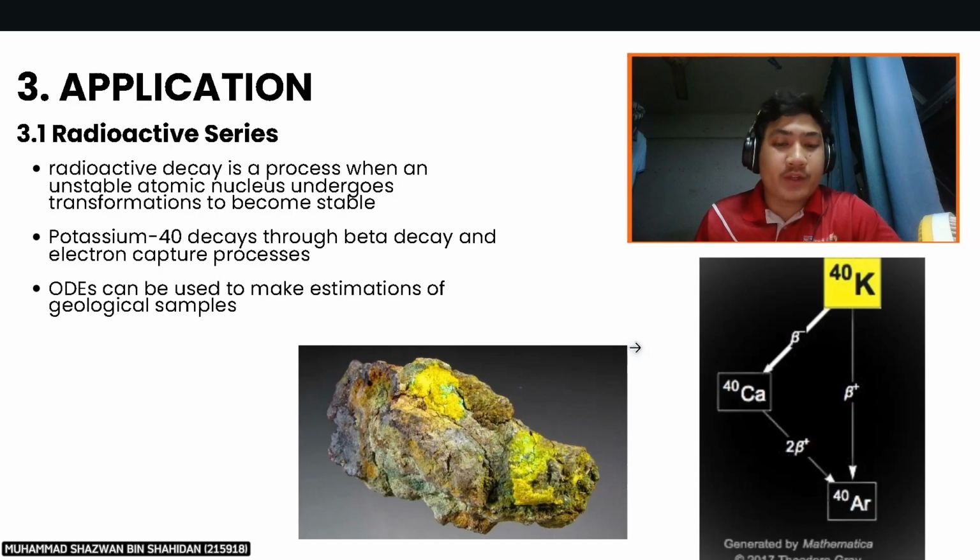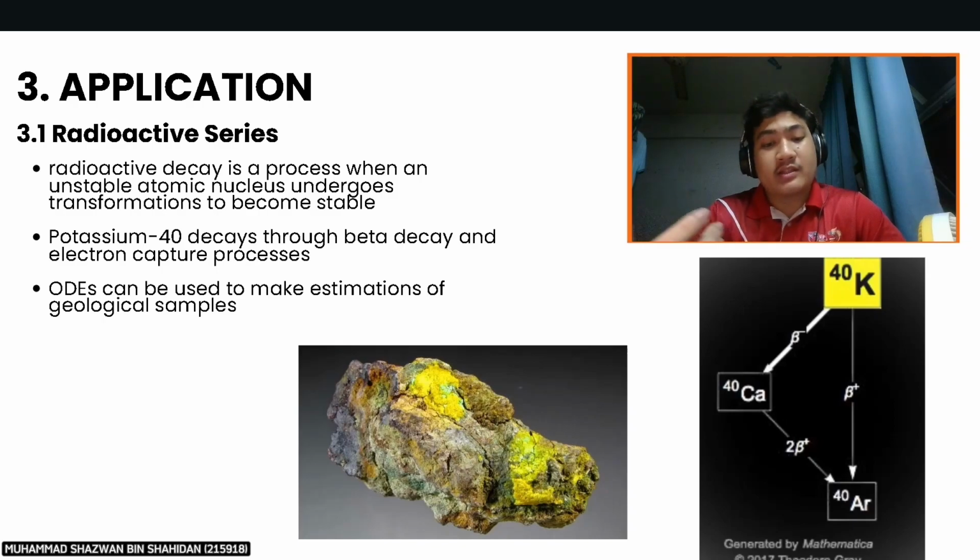Decay of potassium-40 is a natural process that occurs in the Earth's crust, which can be mathematically modeled and analyzed for real-world applications. Radioactive decay is a process when an unstable atomic nucleus undergoes transformations to become stable. The transformation it undergoes when decaying into different isotopes is called the decay chain, or radioactive series. Potassium-40 mainly decays through beta decay and electron capture processes.